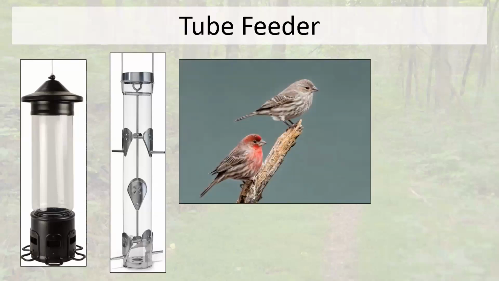I'm just providing a few examples here. One would be the house finch. This is an image of a house finch, a very common feeder bird here in Kentucky. This is the male, of course, the brighter, more colorful individual, and the female is a little bit streakier and drabber.